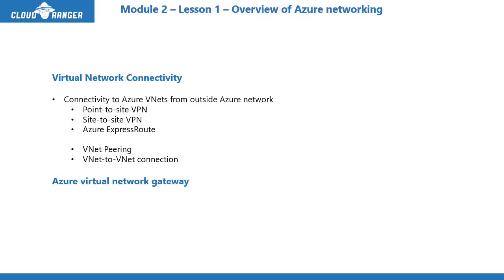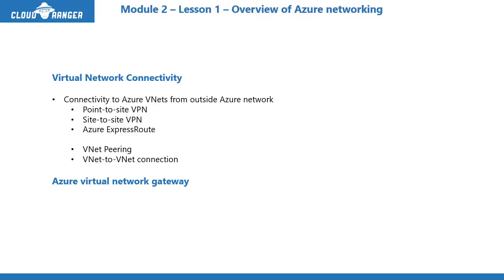Now we'll talk about virtual network connectivity. And when I looked at this topic, I was thinking, what does it mean? I mean, everything in a virtual network is connecting, but from Azure's perspective or exam perspective, this is all about connecting between networks, right? So from connectivity to Azure VNets from outside the Azure network.